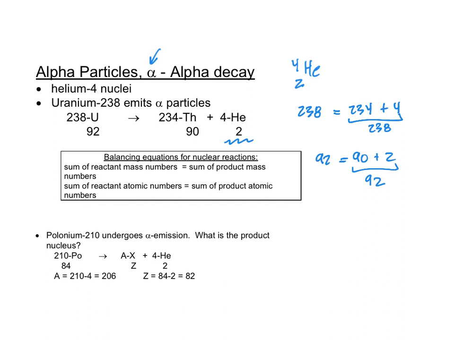So here's a typical problem. It says that polonium-210 undergoes an alpha emission, which is a helium particle. What is the product nucleus? So I would say, well, 210 has to equal some number plus 4. I would also say 84 has to equal some number plus 2. I would look at the atomic number first because that is going to set the nucleus. The question mark here is the number 82, and 82 corresponds to lead.